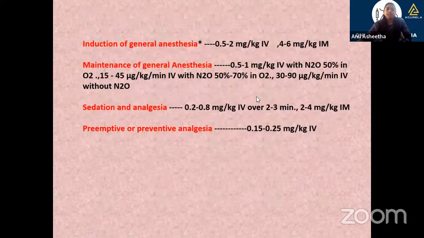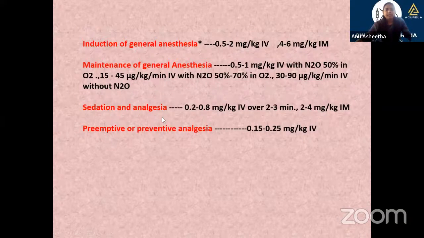Metabolism of the drug. Then induction of general anesthesia. The dose is 0.5 to 2 milligram per kg IV, and if it is given by IM route, 4 to 6 milligram per kg. Maintenance is 0.5 to 1 milligram per kg per minute, or 15 to 45 mics per kg per minute IV with nitrous oxide.